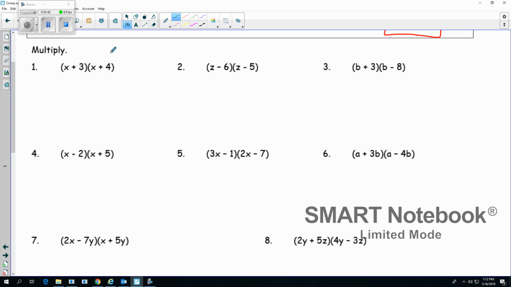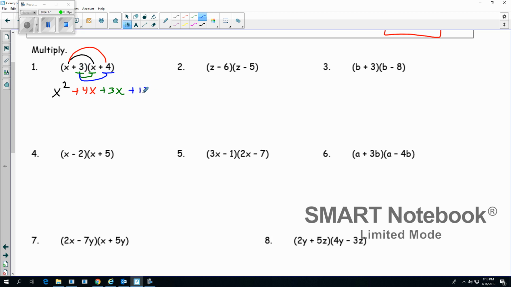Okay, so like I said, I'm going to stick with the FOIL method. So first I'm going to multiply these two together, so x times x is x squared. Then next I'm going to do the outer two, the outer right there, so x times the positive 4, so plus 4x. And then the inner part, so 3 times x, they're both positive, so it's going to be plus 3x.